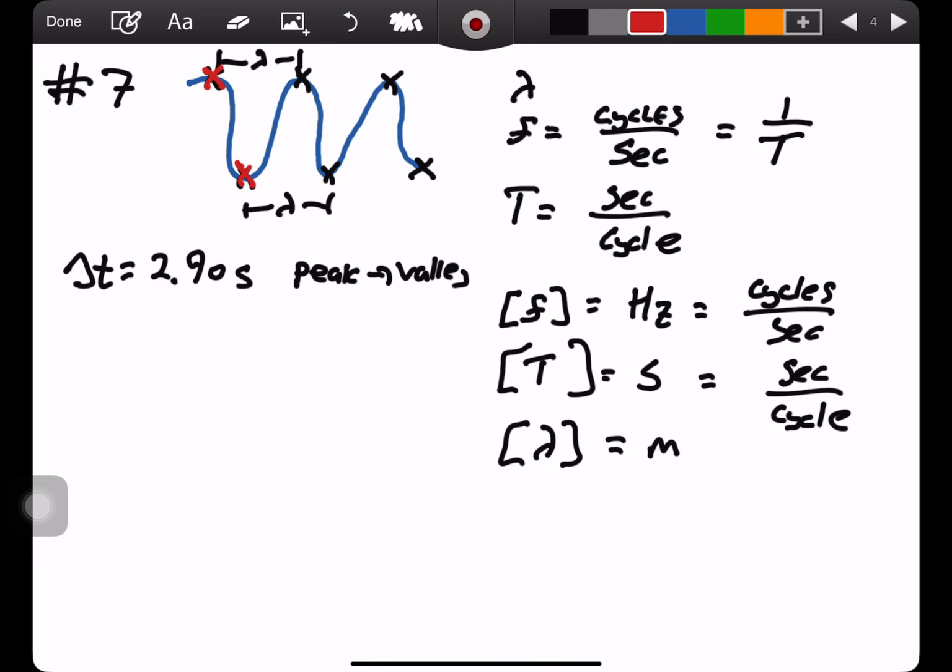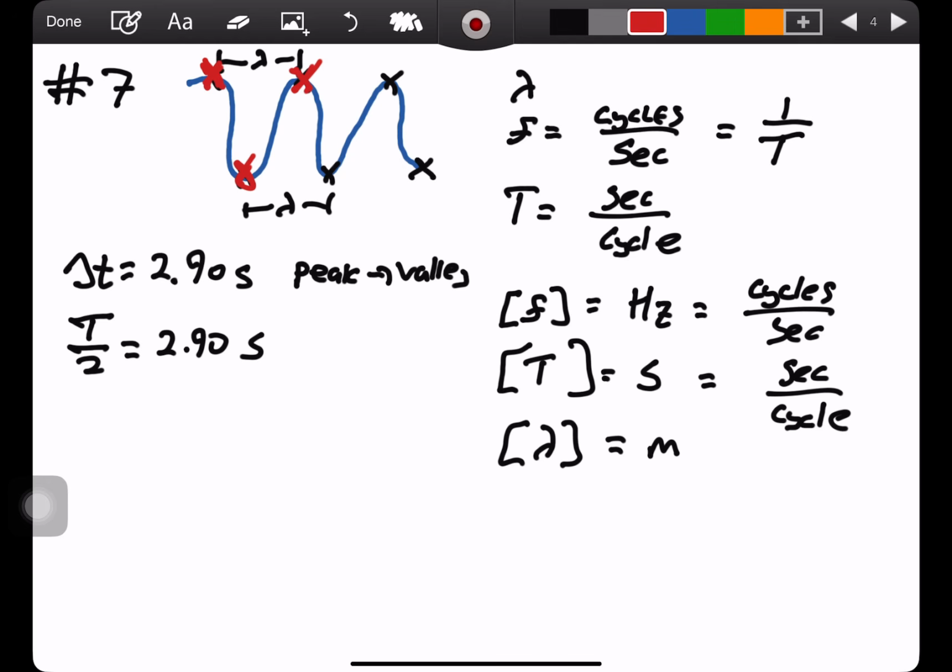That would be 2.9 seconds. So that is not a full cycle. That is just half of a cycle. A full cycle would be going from peak to peak. So we know that the time going from peak to valley is 2.9 seconds. So that means that the period, which is the amount of time for a full cycle, divided by 2 is equal to 2.90 seconds. Again, from here to here, that's just half of a period. A full period would be from here to here. So half of a period is 2.90 seconds.